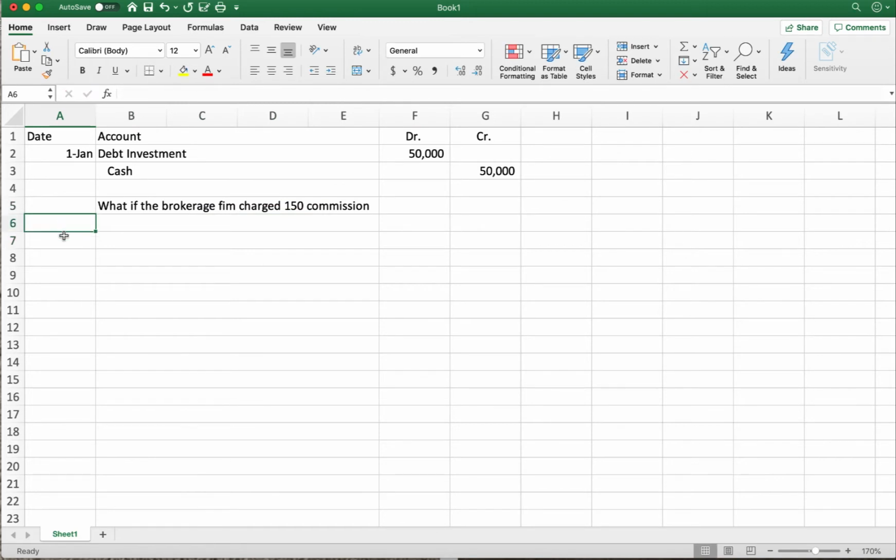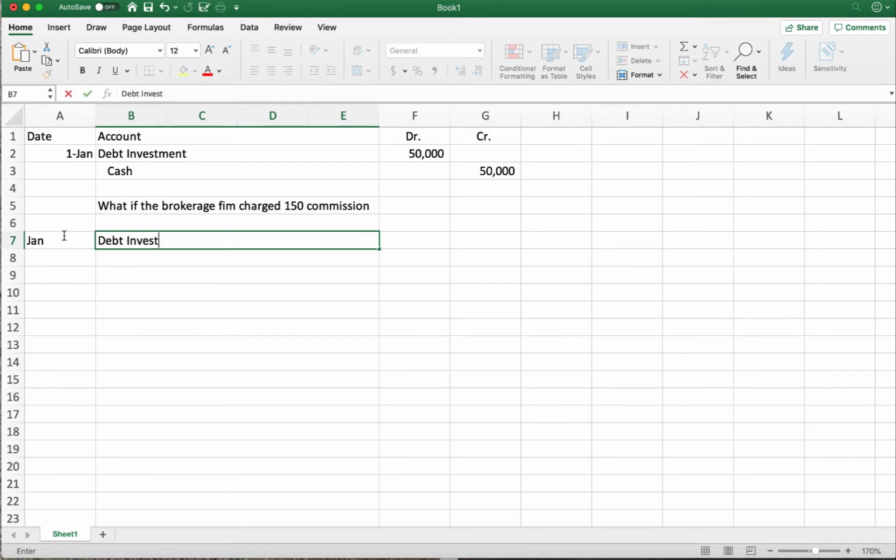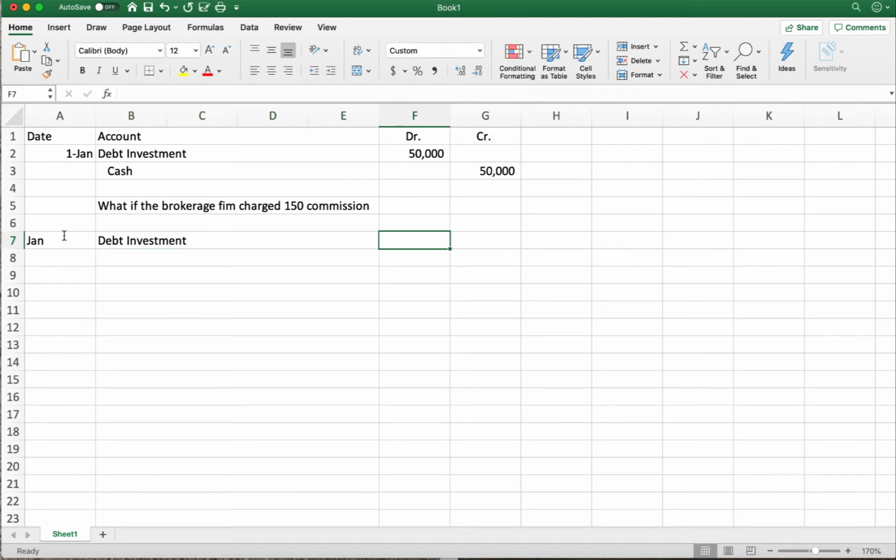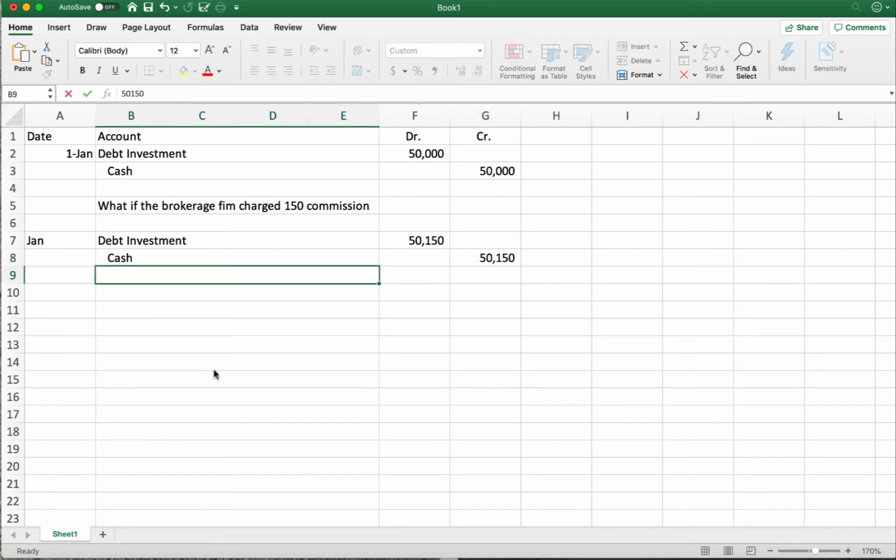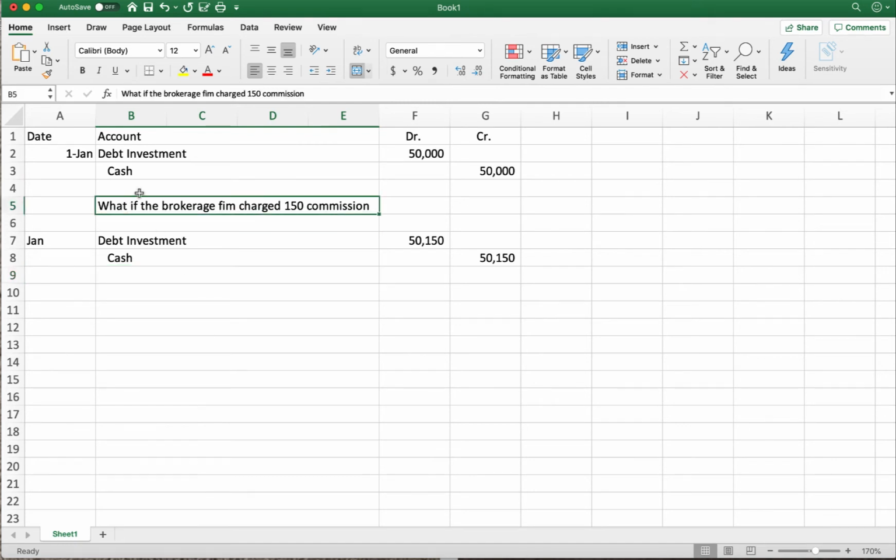Well, in that case, it's going to be identical, right? January 1st, I need to debit debt investment for how much? Well, it should be $50,150. Why? Because they included a cost of this. So I need to include that cost, right? I'm going to credit cash for the same amount, $50,150, okay? So keep in mind, we need to include the cost whenever we're dealing with debt investments, okay?